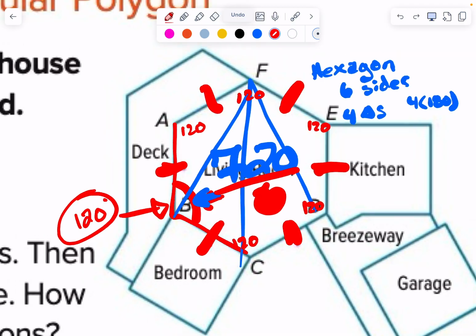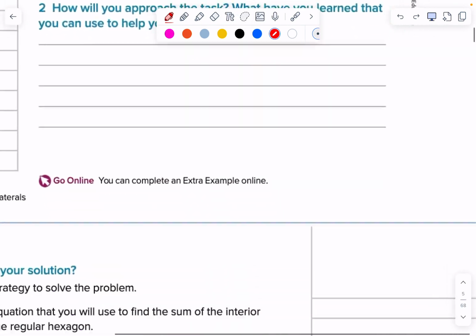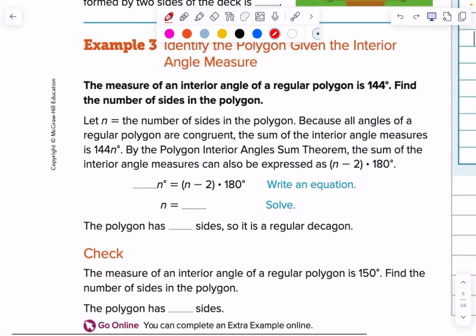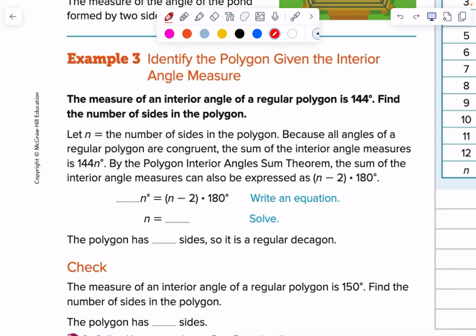Good? Happy with that? That was example 2. Now example 3. The measure of an interior angle of a regular polygon is 144.